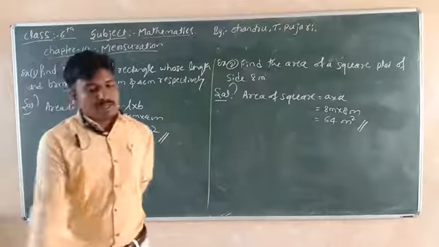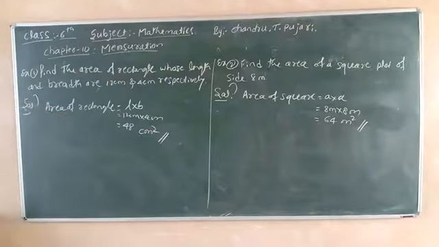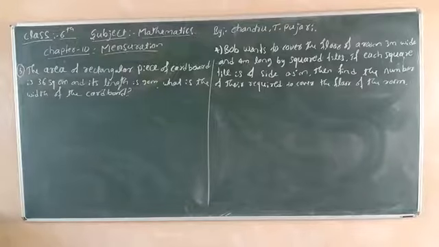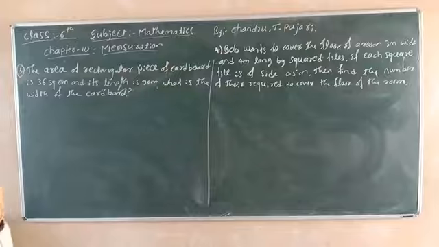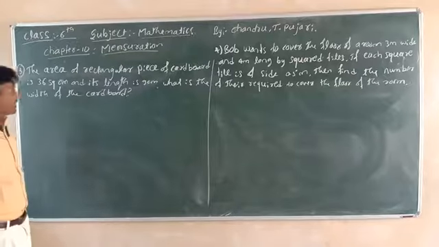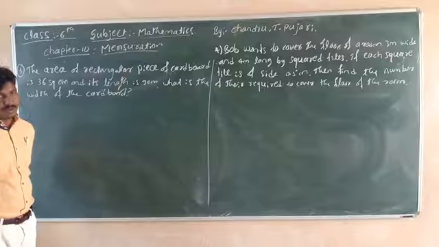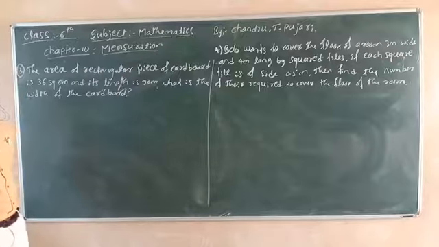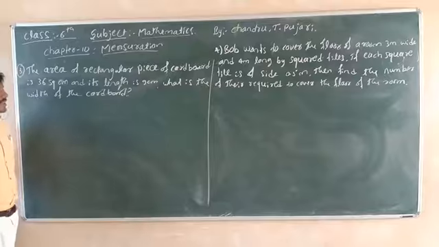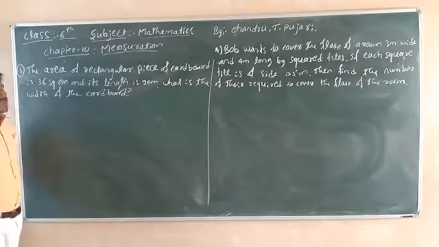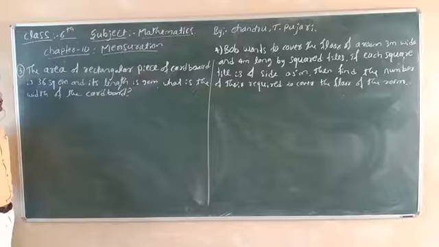Okay, next example, check yourself. The third one: the area of a rectangular piece of cardboard is 36 square centimeter and its length is 9 centimeter. What is the width of the cardboard? In the question, one rectangular cardboard is there. That area is 36 square centimeter and length is given, 9 centimeter. You can find the width.